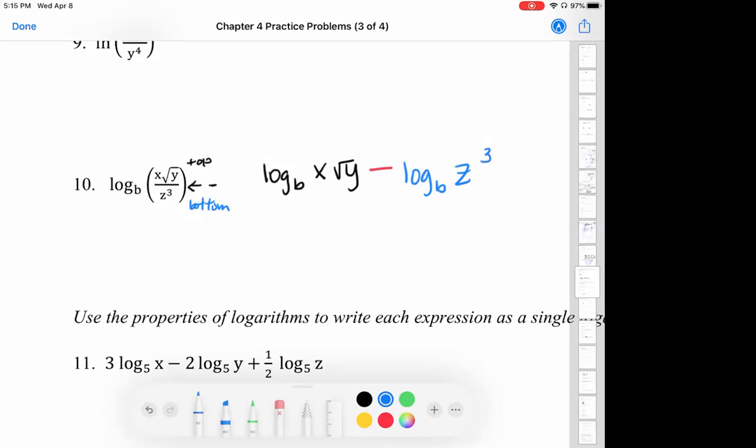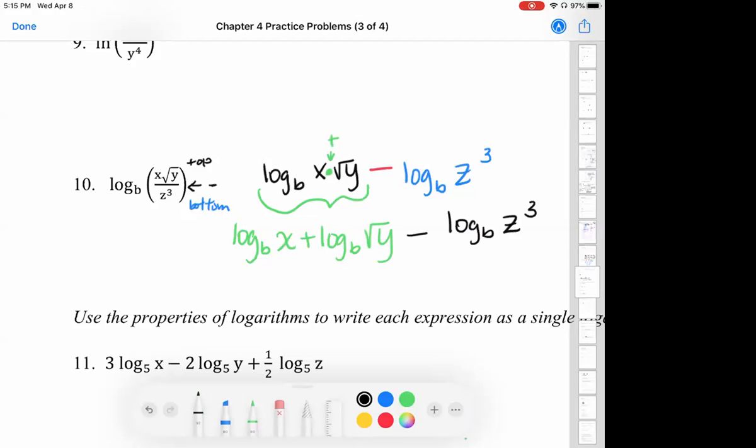Okay, so even though it's not written, we know that these two are being multiplied. So I can write this using our product rule. If we do, we're left with log base b, and I'm going to add these two because I have multiplication. I'm going to add them using each one with their own log. So I have log base b of x plus log base b of square root of y. And then we bring down all of our work, minus log base b of z cubed.